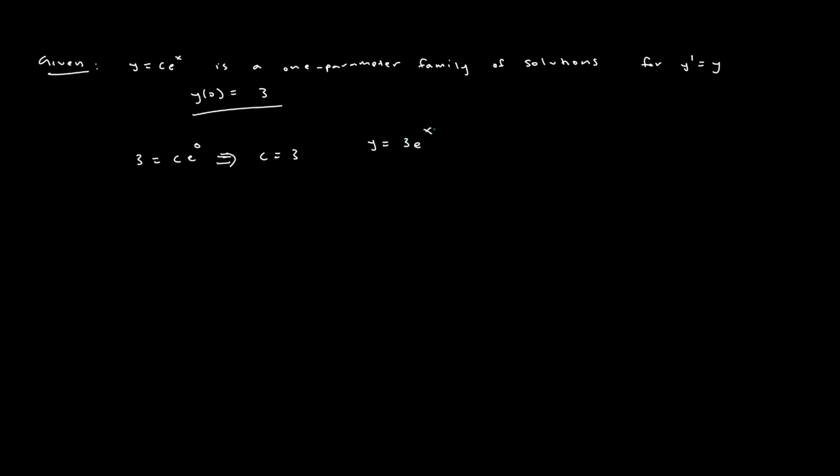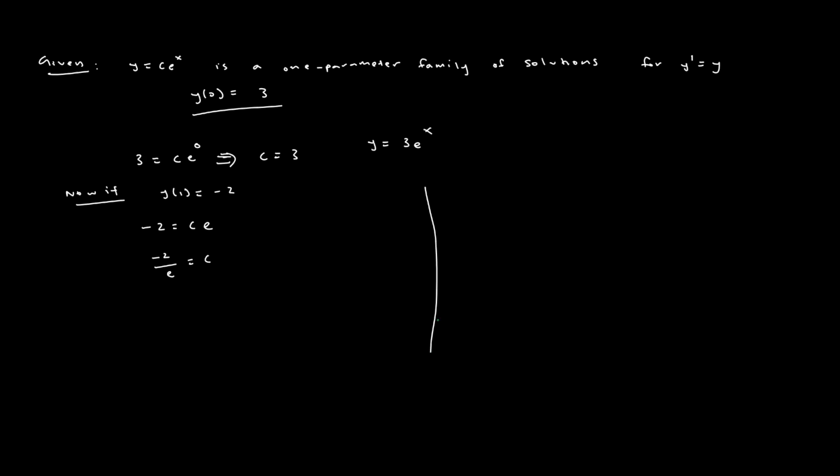Right. Note that now if our initial condition was y of 1 is equal to -2, for example, then it would be -2 is equal to c times e to the power of 1, right? And then our value for c is simply -2 over e.